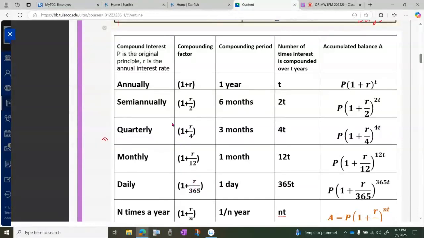So do you see what happened, everybody? If it's n times a year, then the compounding factor would be 1 plus R over n. We have learned inductive and deductive reasoning, right? Do you see the pattern?